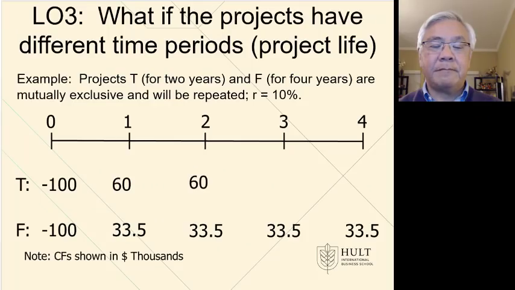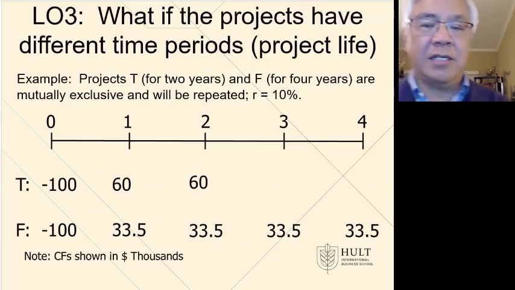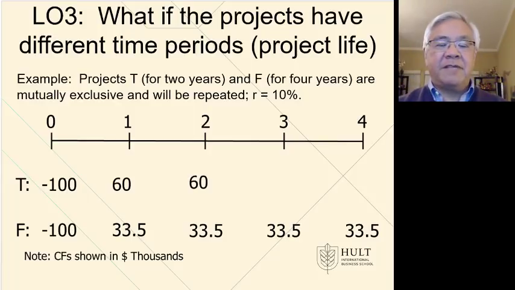All right. So the next challenge is what if we have different periods of time for two projects? In the L and S example, we had the exact same time period, but look at this one. We have T and F. T is a 2-year and F is a 4-year, and we have this cash flow. Negative 100 outlay for both, but the lifespan of the first one is 2 years and you get $60 a year. The lifespan of the second one is 4 years and you get $33.5.